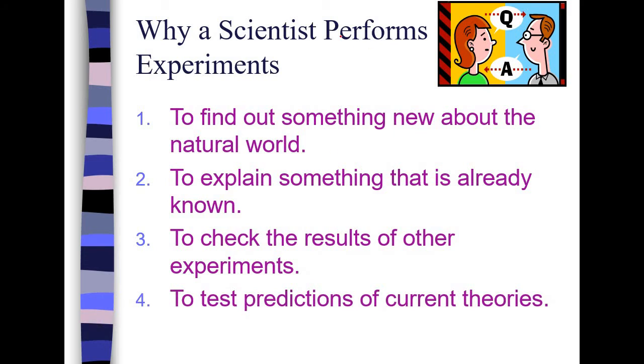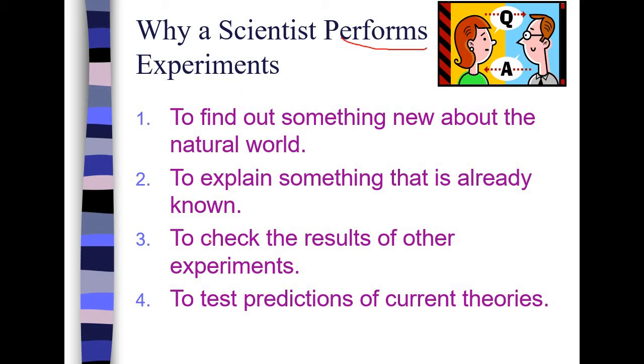Why do scientists perform or plan experiments? First, to find out something new about the natural world. So you make an experiment to find out something new, or to observe or make something new. Second, to explain something that is already known. You know something but you want to explain it, so you make an experiment to explain it.